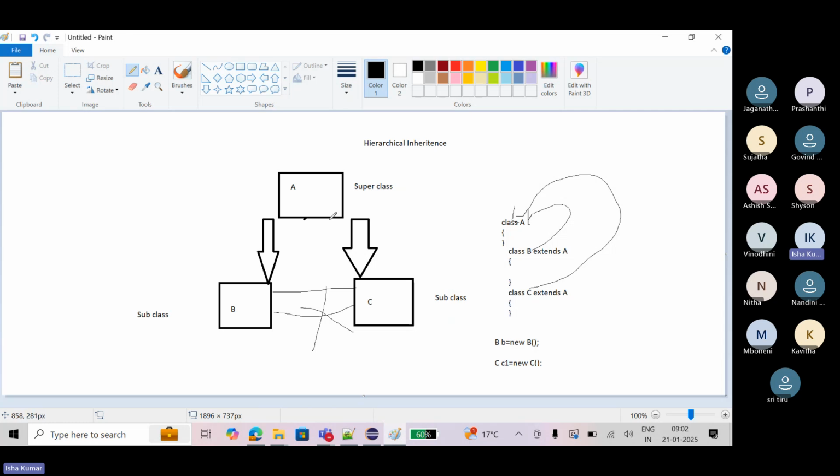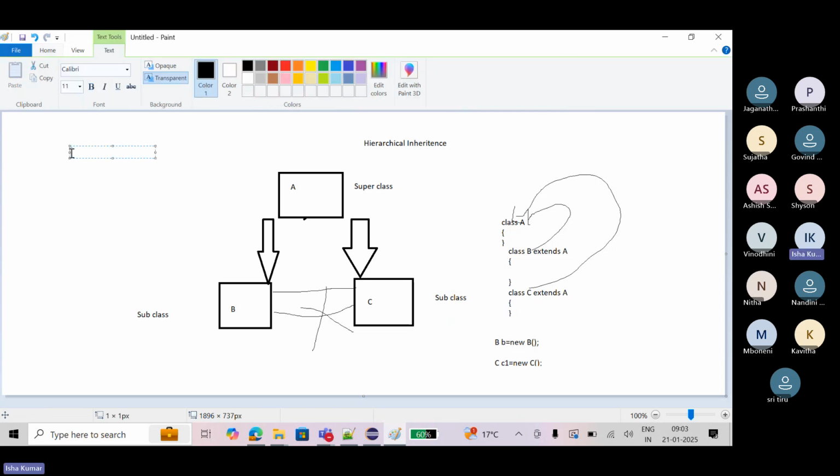So both can inherit the behavior and properties from A, right? But B cannot access the properties and behavior from C, and C cannot access the properties and behavior from B. The way we have done in the multi-level, see, there was one chain: A, B, C, D.